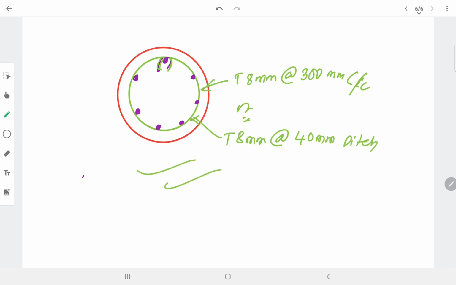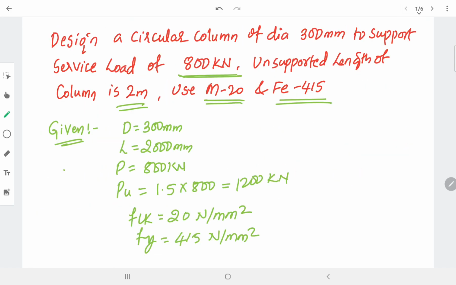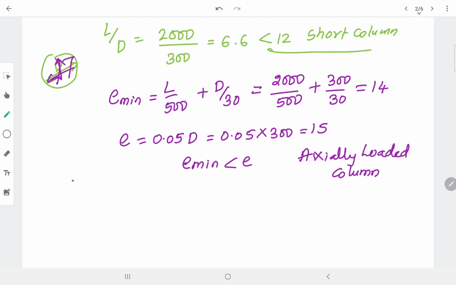In this way I will be designing the circular column. I think you understood the problem. This is how exactly we'll come to know whether it is a short column or not, and whether it is an axially loaded column or not, based on e and e minimum.